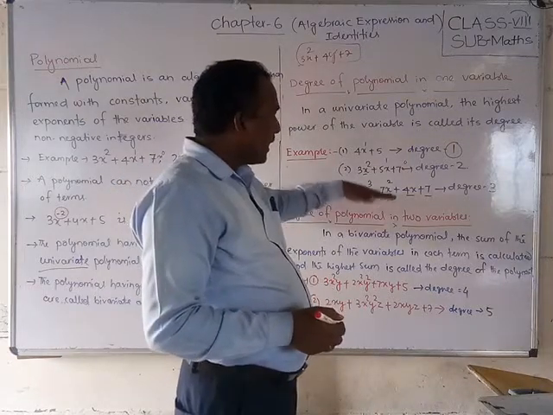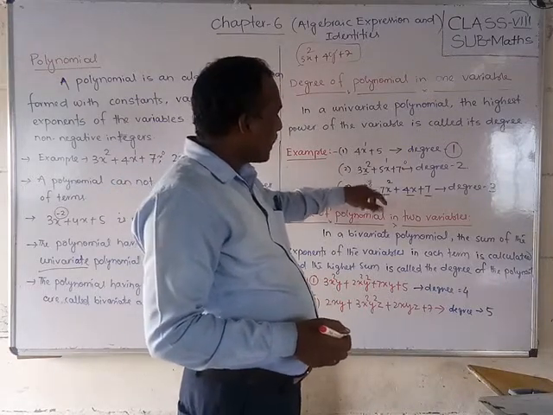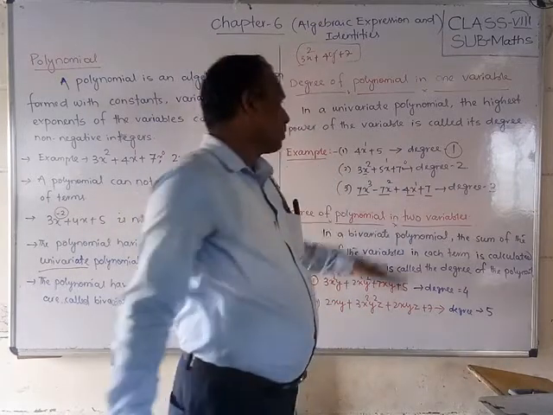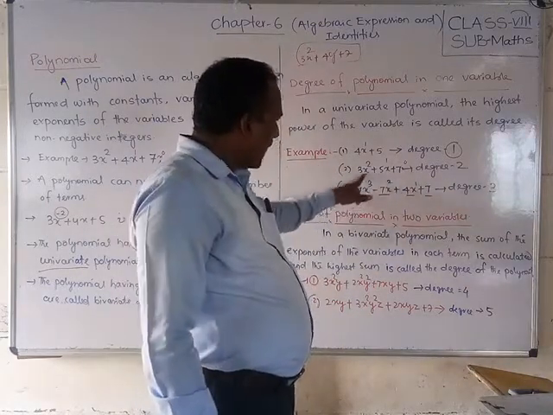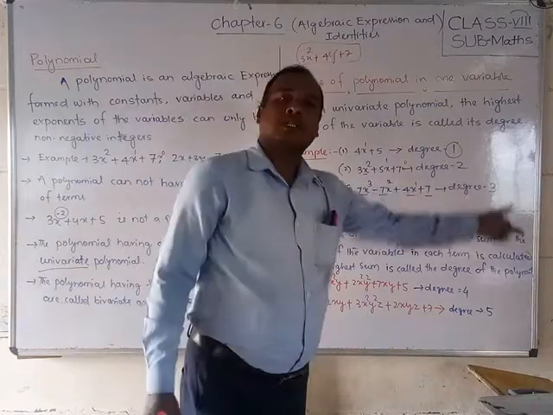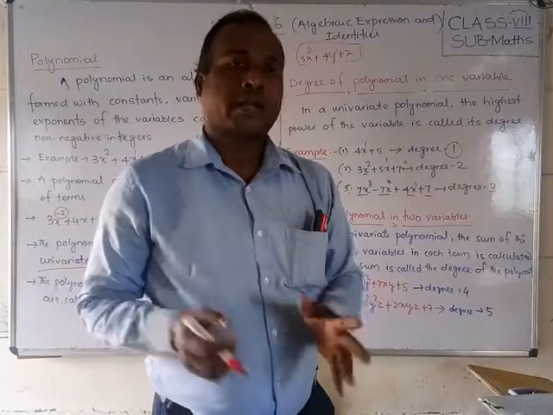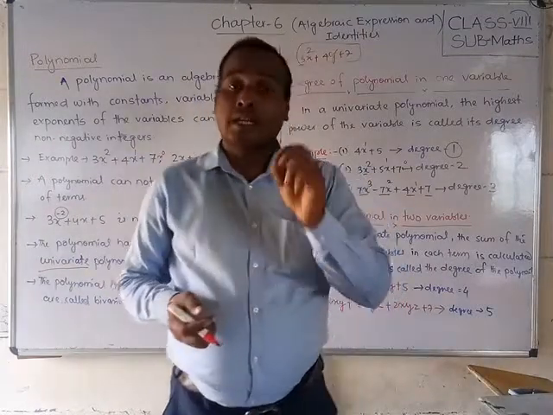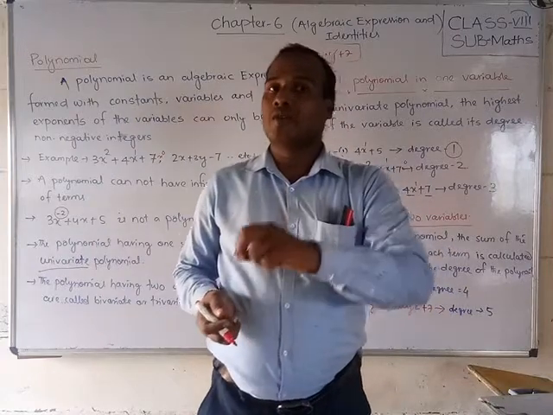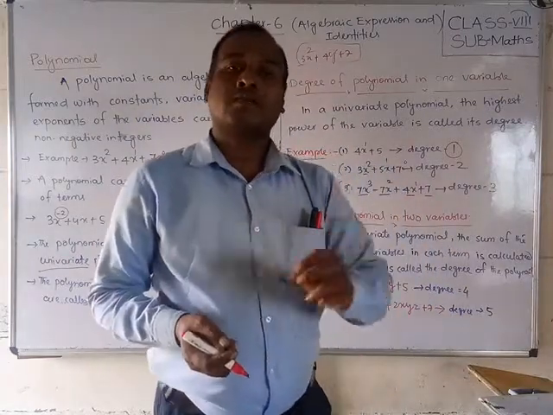And which one has the highest power? Here the power is 3. Here the power is 2. Here the power is 1. So which one contains the highest power? 3 is the highest power, so the degree is 3. Did you understand, students? Okay. That means in a univariate polynomial, the highest power of the variable is called the degree of that polynomial.